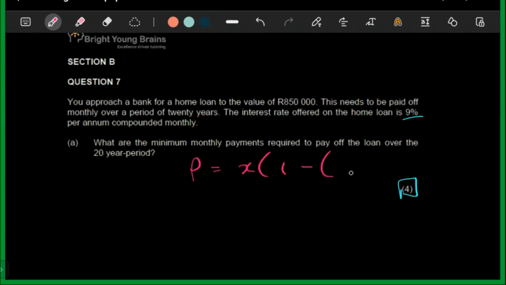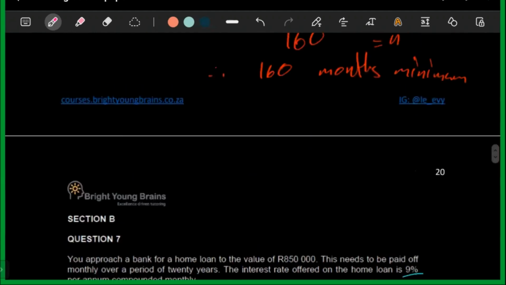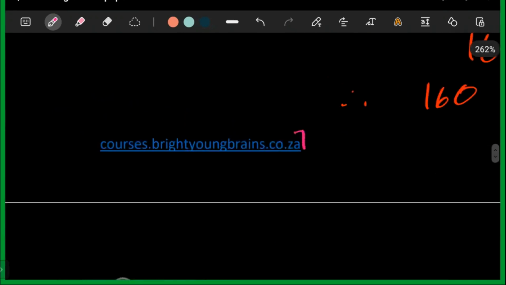So this is the formula you need to know, the present value annuities formula. All this information is clearly laid out on the functions and graphs course on our website.